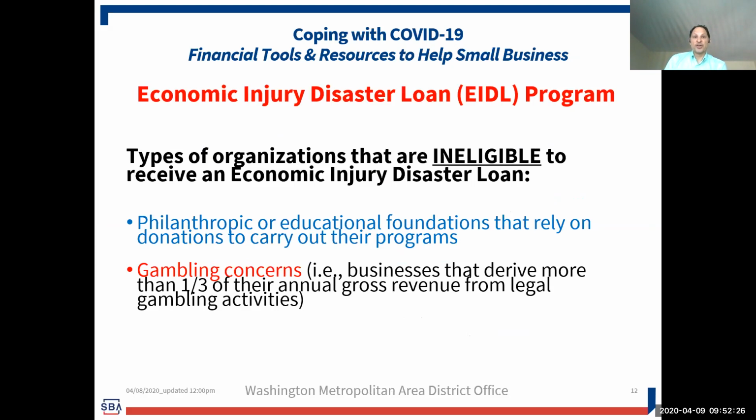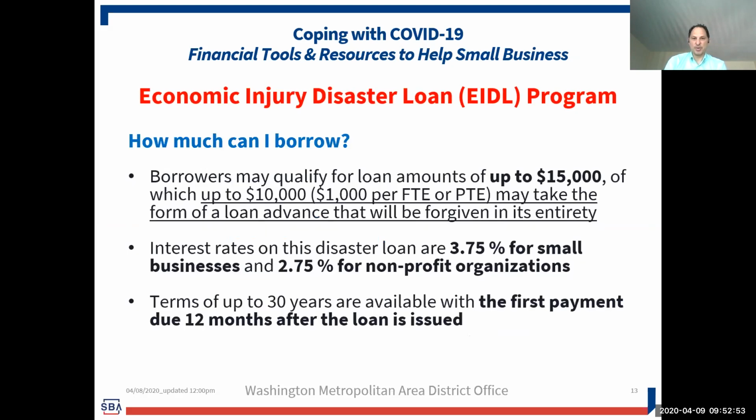So here are the ones that are ineligible. Philanthropic or educational foundations that rely on donations to carry out their programs. Gambling concerns. Businesses that derive more than 1/3 of their annual gross revenue from legal gambling activities. Even if it's legal gambling activities, if more than 1/3 of the gross revenue is from legal gambling, they do not qualify. They're not eligible for this. How much can you borrow?